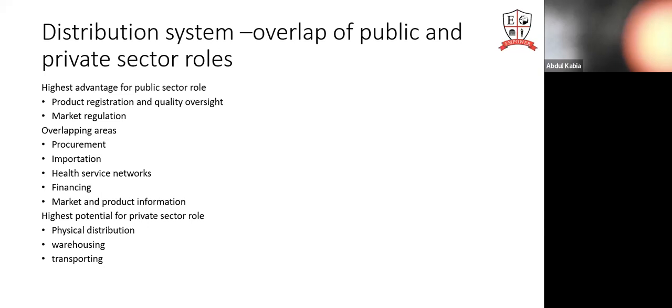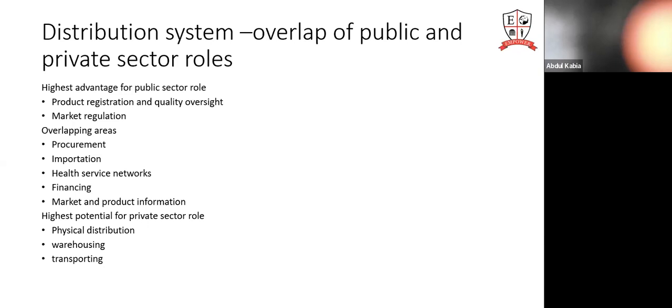And for the private sector, there are areas where they can do physical distribution. When you talk about distribution, these are areas the private sector will do better than the public sector. In warehousing, we expect private warehouses to follow the processes of good storage practice. And transporting will also follow good distribution processes. So these are the areas we think the private sector will be stronger. And there are areas where they overlap, like procurement, where, like I said, either sector can do better.